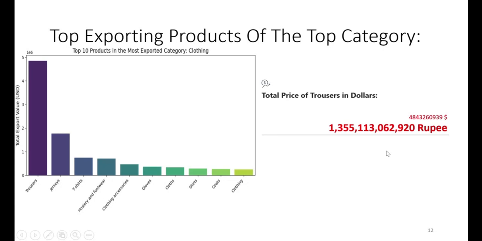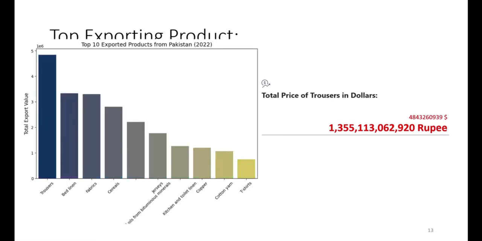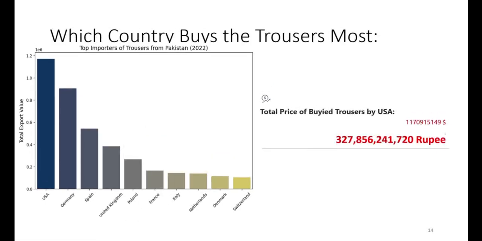And then these are the top 10 products of the top category, which is clothing. The top product of the top category clothing is trousers, then jerseys, then t-shirts, and so on. And here is the total revenue earned by trousers in the category clothing. If we look at all products of the total exports of Pakistan, the top product is again trousers, then belt, then fabrics, and so on. And here is the total revenue earned by trousers in overall products.